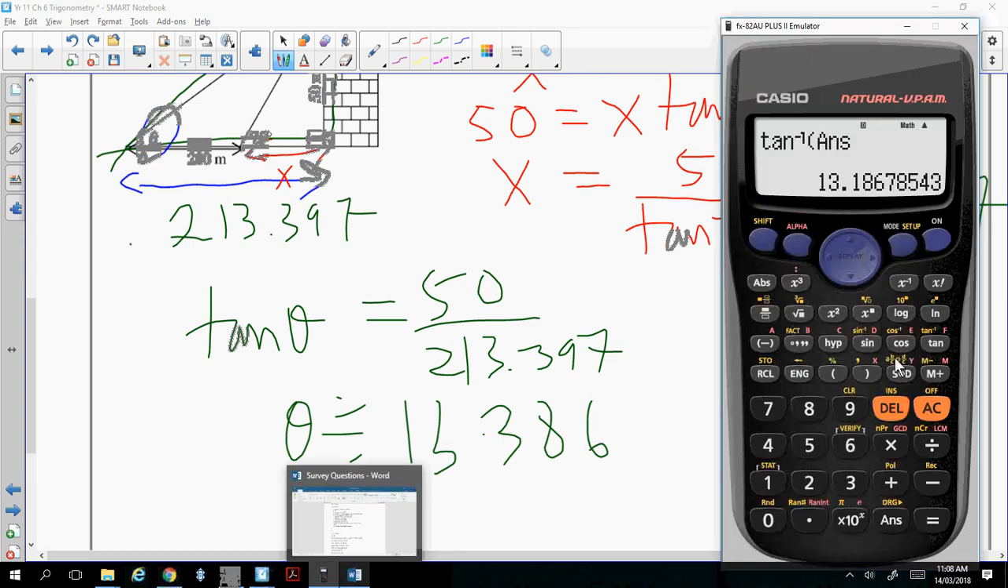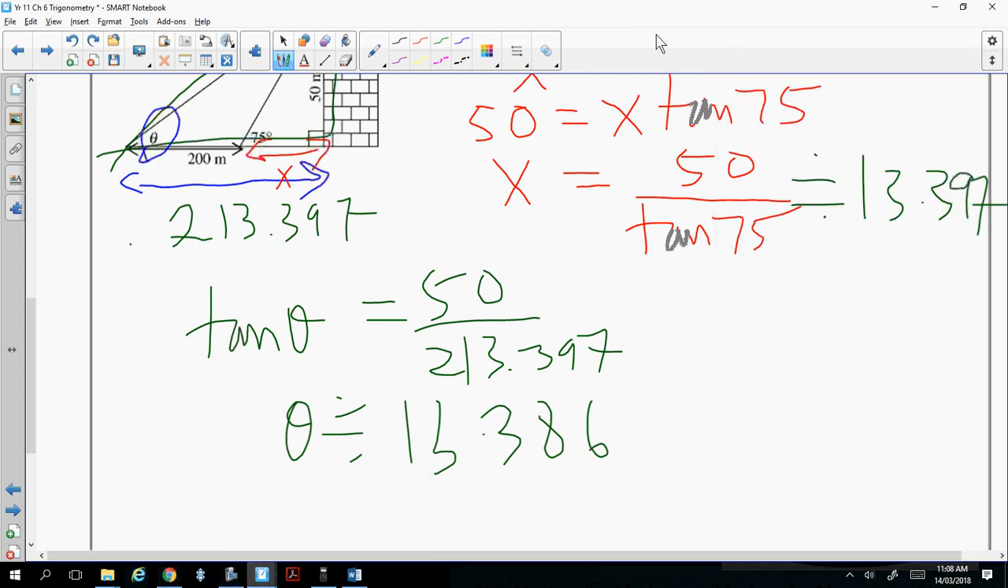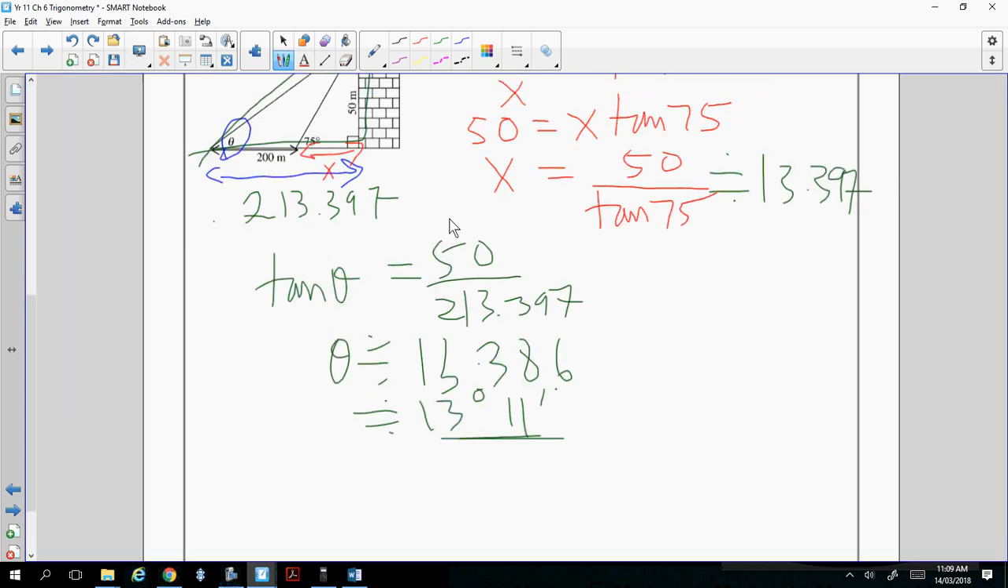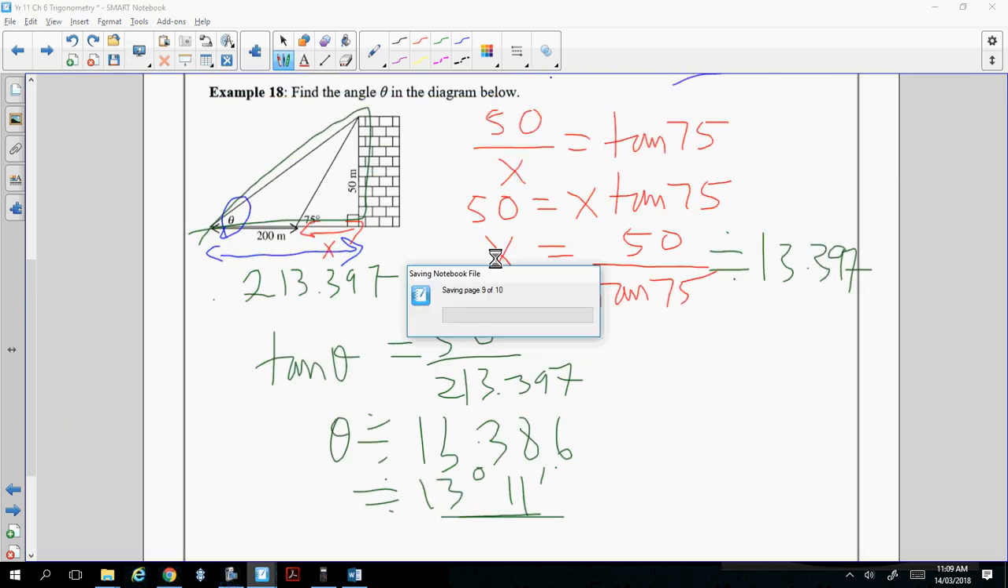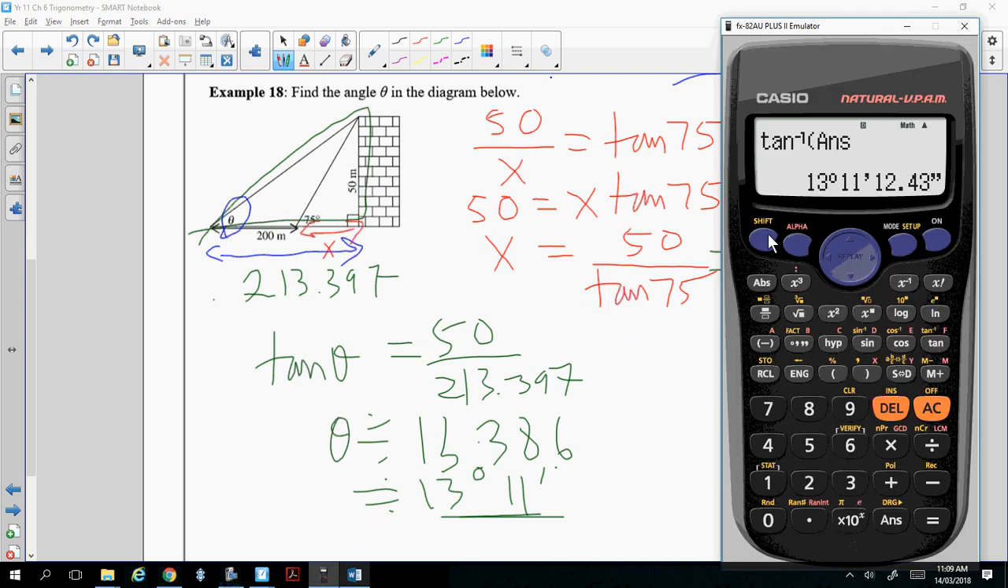Any questions? Let me try again. 50 over tan 75, that's 75 degrees. Then you add it to 200, divide 50 by 200, get 0.234, and then shift tan to get the angle. That's just the ratio, not the angle. So the one before that will be 0.234, and to find the angle, you have to shift tan.